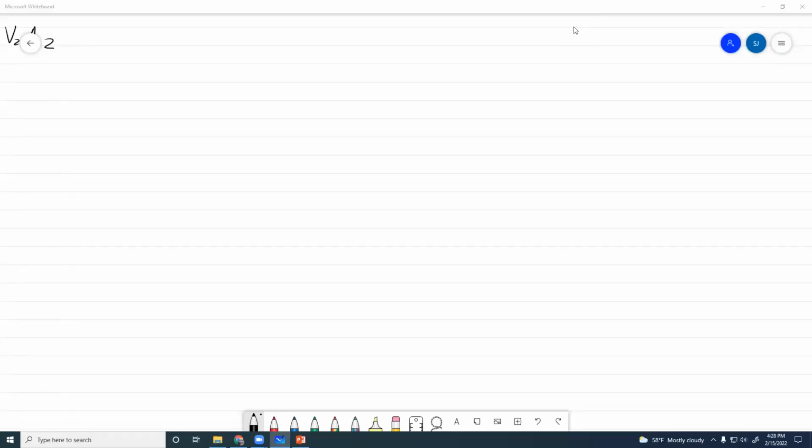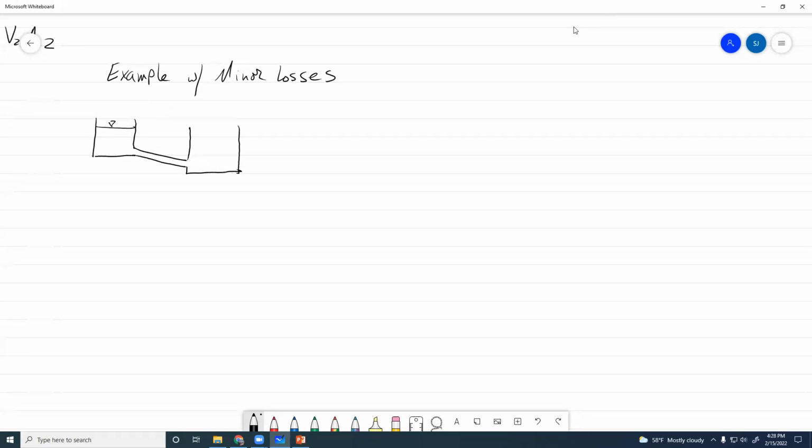Okay, so let's do an example problem with minor losses. And we're going to go back to that same example, because why not? Where we had two reservoirs. And this is what we did previously in a previous lecture, but I'll just set it up again real quick. We had two reservoirs. We had a difference of 10 meters in the water surface elevation.